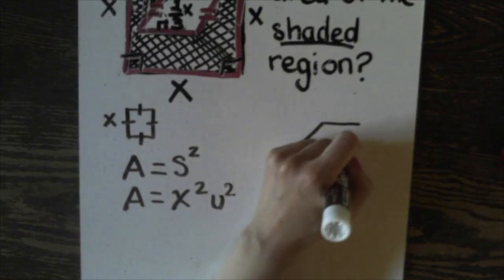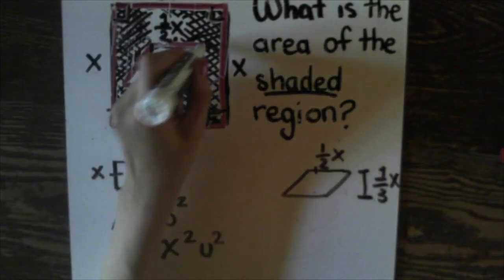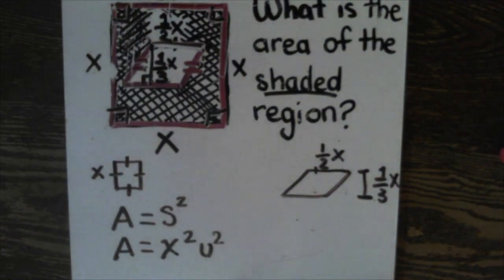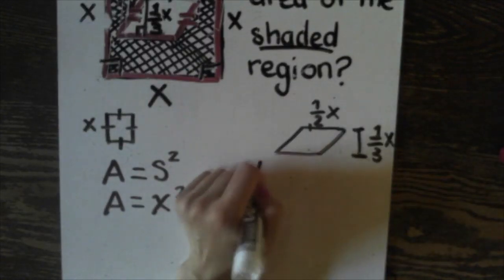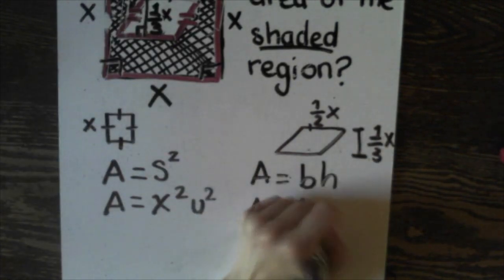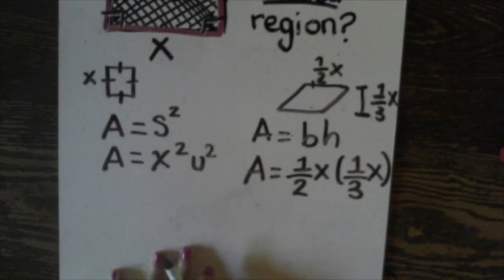Now let's find the area of the parallelogram in the middle. We know it is 1/2 x for the base and 1/3 x for the height. I know it's a little bit difficult to see on the picture, but 1/2 x for the base and 1/3 x for the height. Knowing that, area is equal to base times height, or length times width, we know it's the same, where the base is 1/2 x and the height 1/3 x.